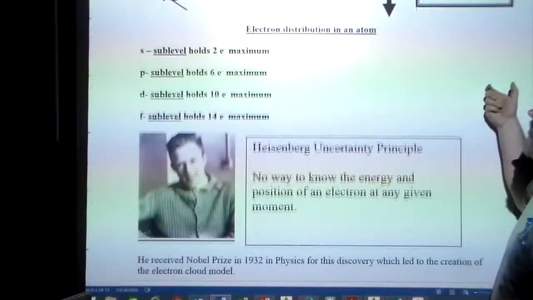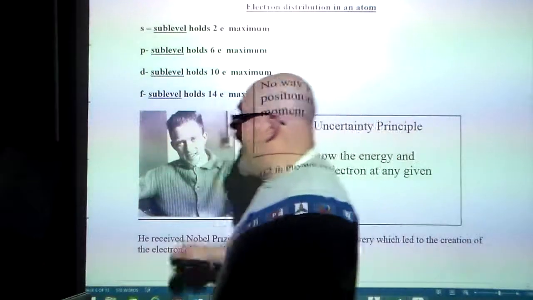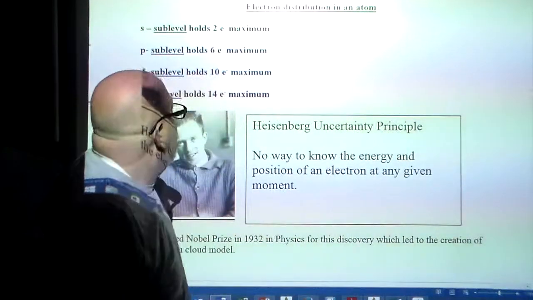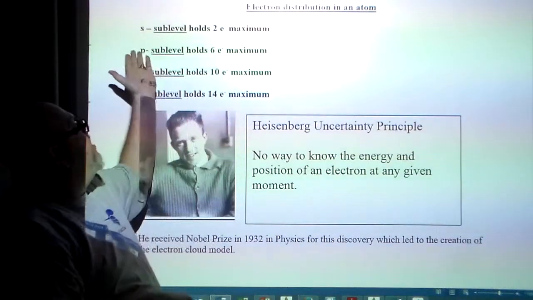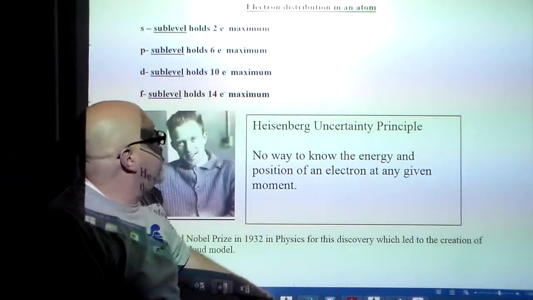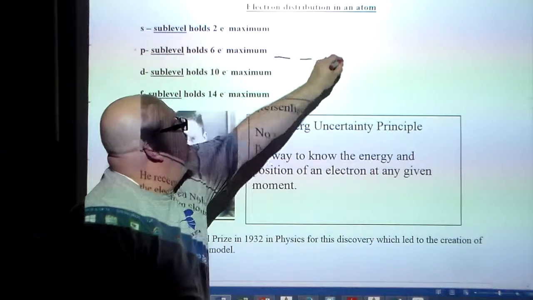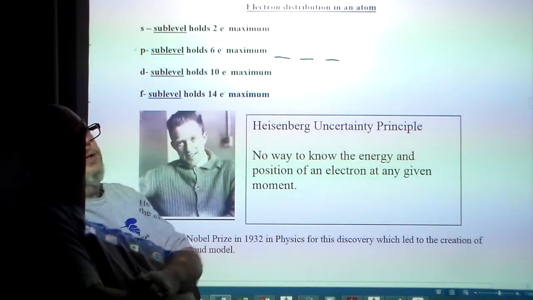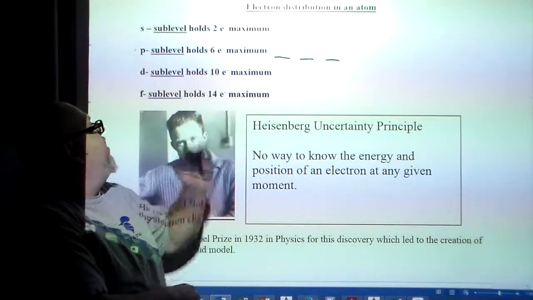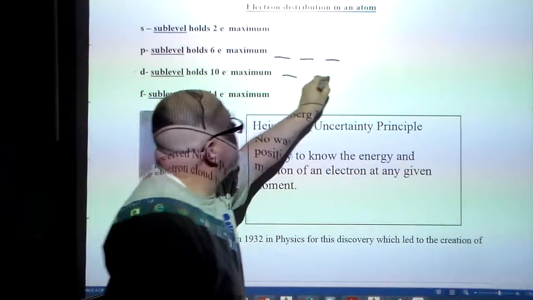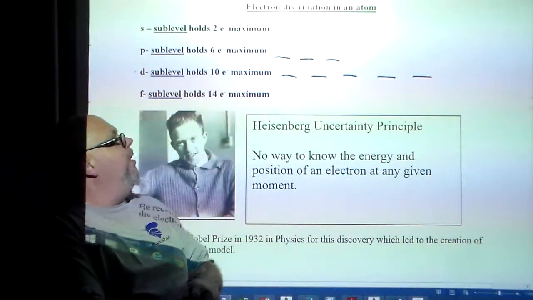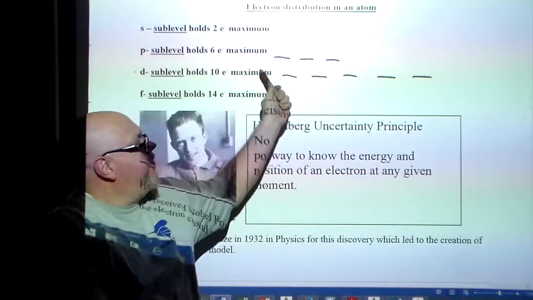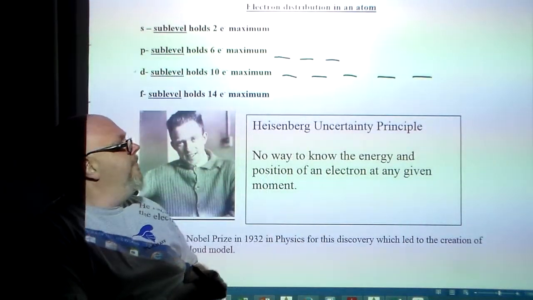So when we look at the electron distribution in the atom, okay, the S sublevel holds 2 electrons at the most. The P sublevel will hold 6 electrons. Now there's 3 orbitals in that sublevel. The D sublevel has 5 of these orbitals, if you will. Each one, they make up the sublevels, okay?